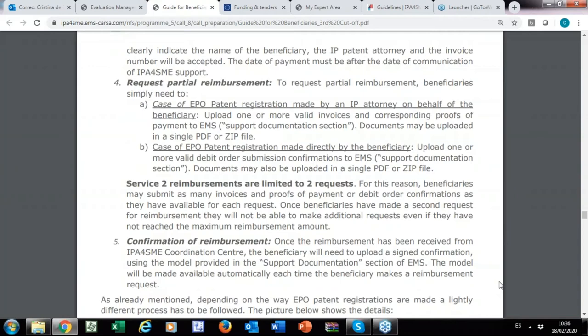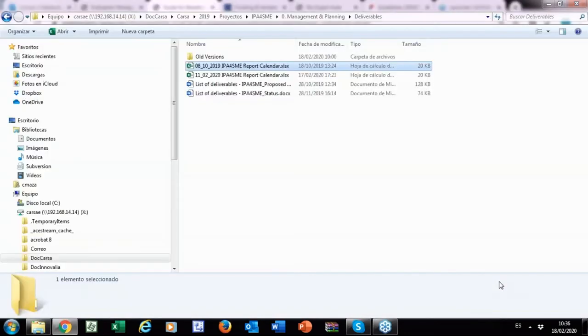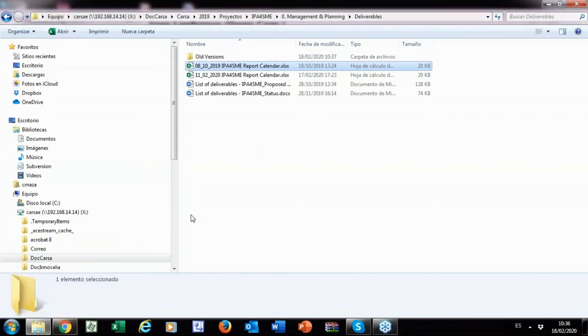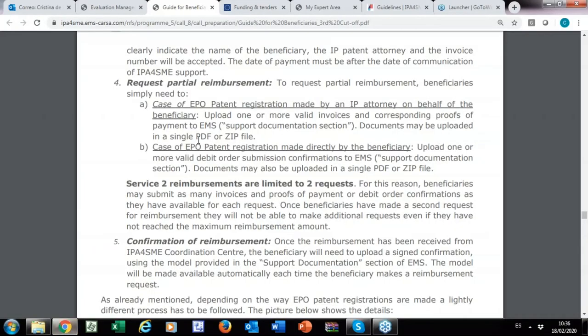So step five is the confirmation of the reimbursement. Once the reimbursement has been received from the IPA4SME coordination center, the beneficiary has to upload a signed confirmation, always in the EMS website, using the model that we provide in the support documentation section of the EMS. It's very important to underline that once we consider service two activated, the beneficiary can ask for a second reimbursement before the end of the IPA4SME project. And I hope that everything is clear. Thank you very much.